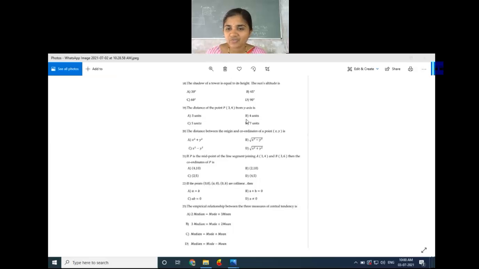So, in this class, we are going to continue the discussion of the Udupi district model paper. From question number 21, we have to continue today. So, let us move on to question number 21. What is in question number 21?